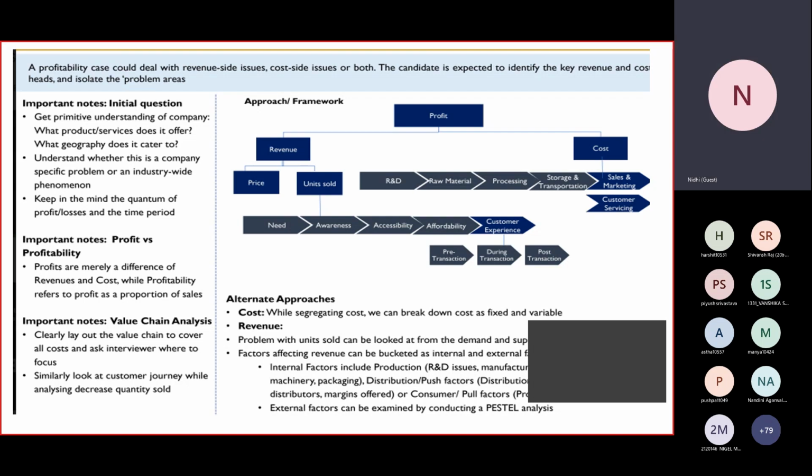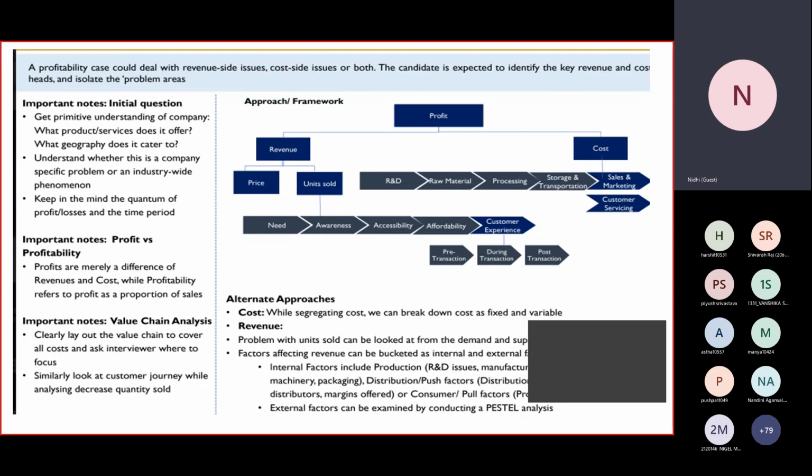So when we talk about revenue, we have two things: price into quantity, as you also mentioned, the price at which we sell the product. When there is a problem in profitability, we can ask the interviewer whether there is a problem on the revenue side or the cost side. Let's talk about the revenue side first, and then we'll go to the cost side.